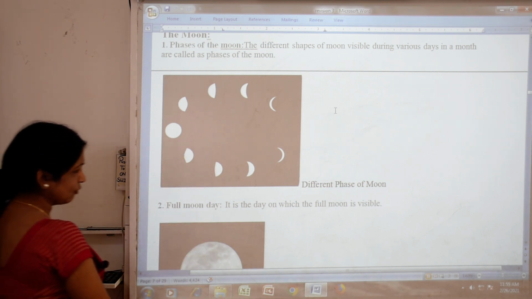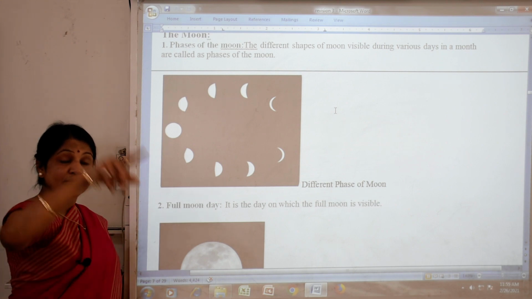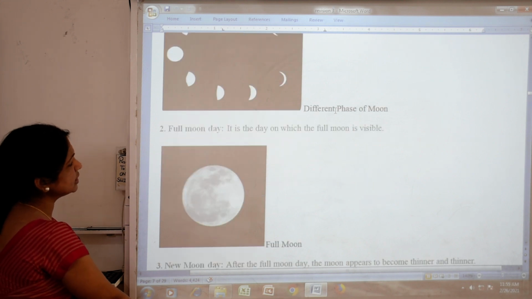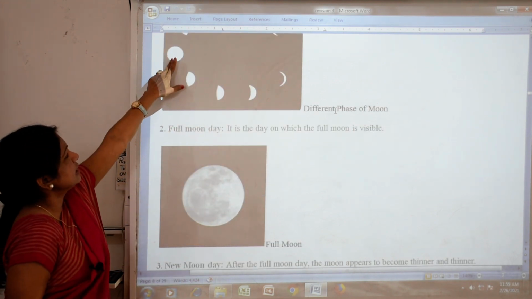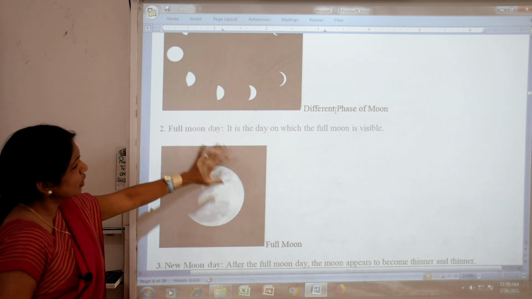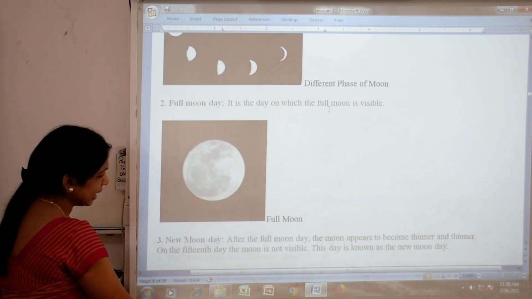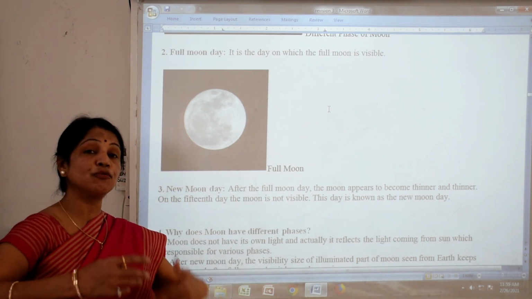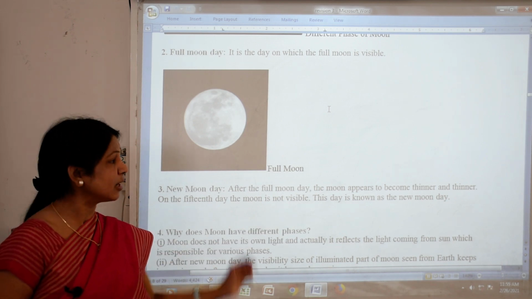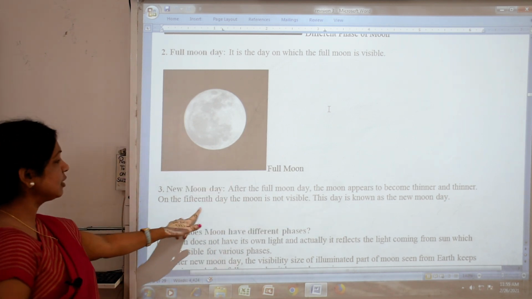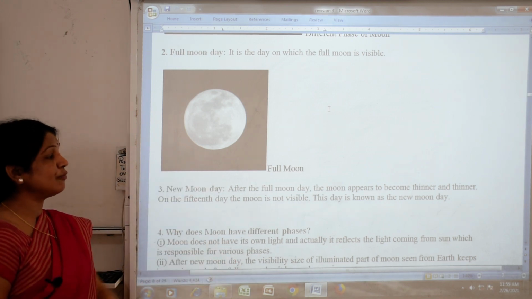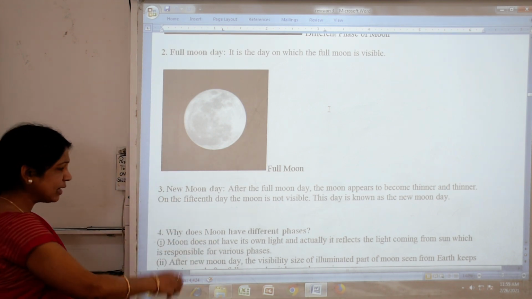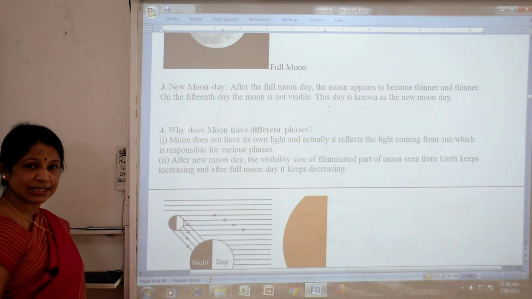Full moon day is the day on which the moon is visible fully in a circle form. This is the full moon image, where no irregularities are found. What is new moon day? After full moon day, the moon appears to become thinner and thinner, and on the 15th day the moon is not visible at all. This day is known as new moon day.